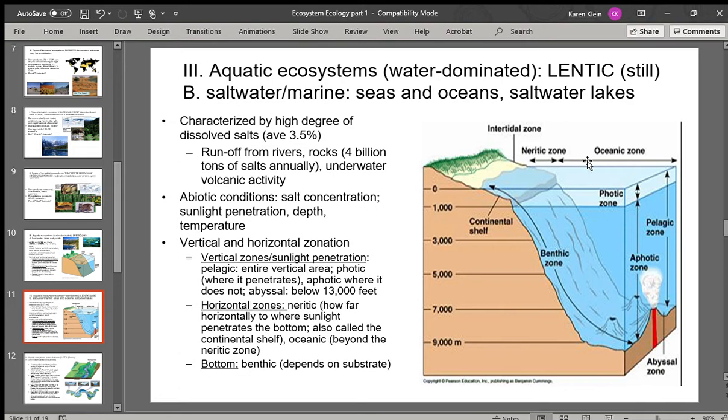And then beyond that is referred to as the oceanic zone, which tends actually to be not so biodiverse. Open ocean tends not to be. You've got fish and mammals, etc. But compared to the neritic zone, it tends to be somewhat low in biodiversity.